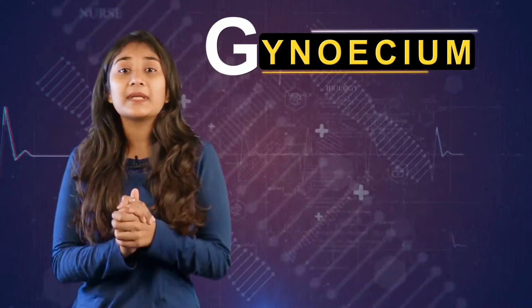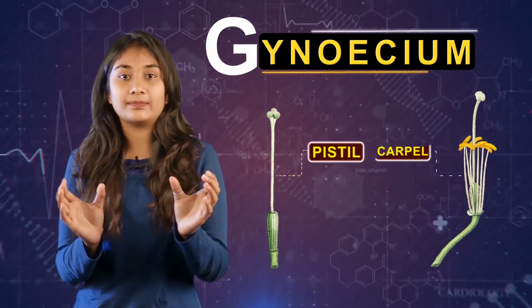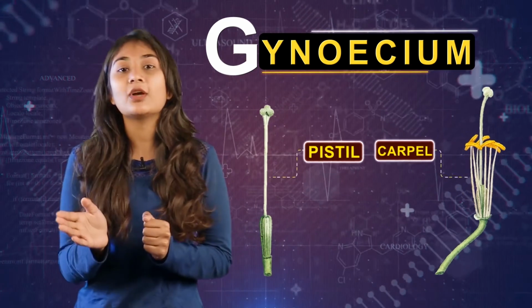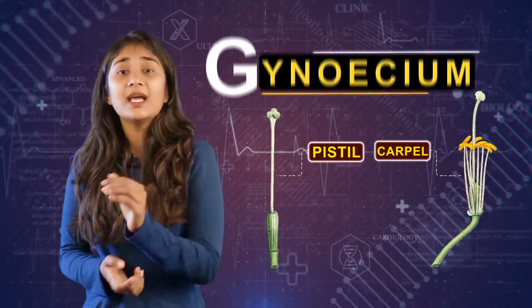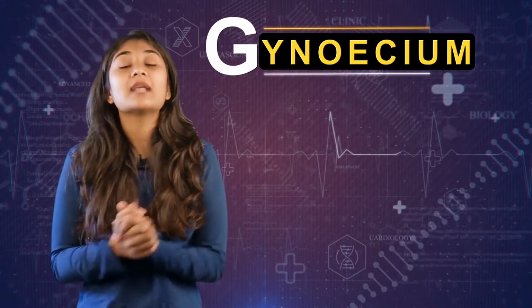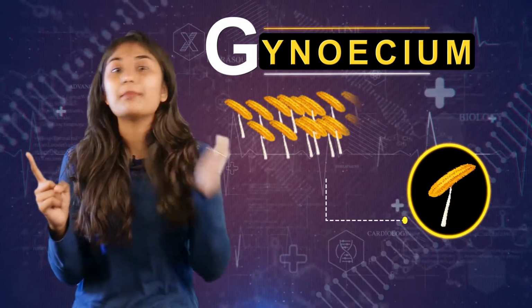Now, gynoecium consists of the pistil or carpel. So there are two names. It can also be called a pistil or a carpel. Now, this gynoecium can consist of one pistil to many pistils.